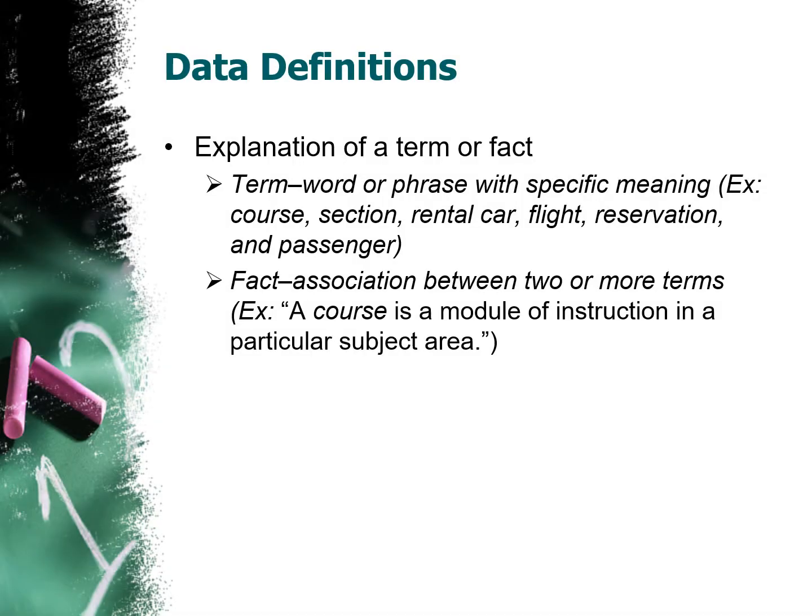When it comes to data definitions, we want to explain what we call a term. When we say term, it's a word or phrase. A good example would be the ones on screen: course, rental, car, section, flight, and so on. And then a fact is an association between two or more terms. So we are trying to build something out of the different terms. So a course is a module of instruction in a particular subject area.